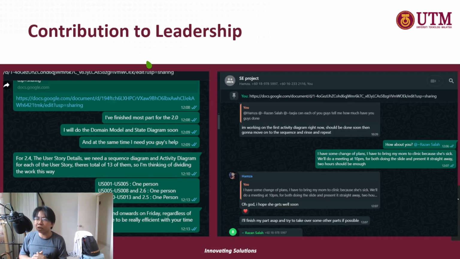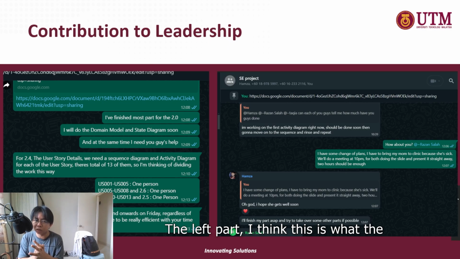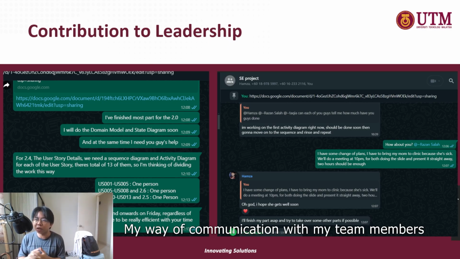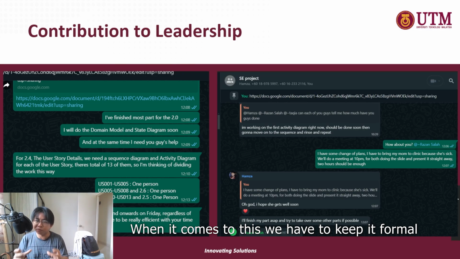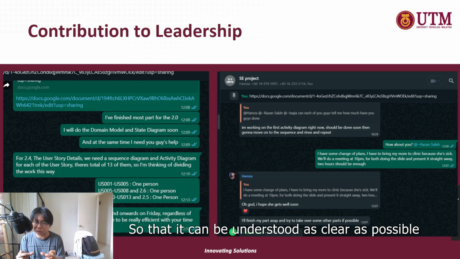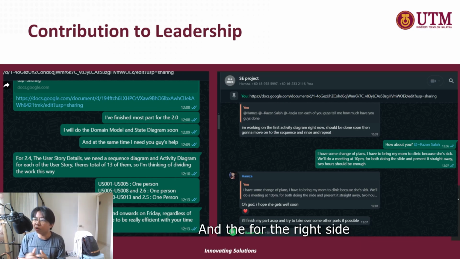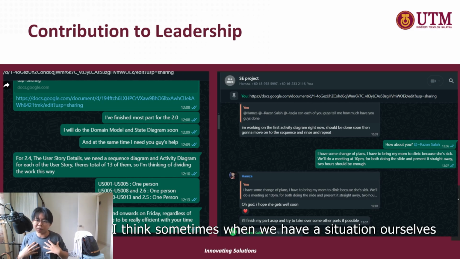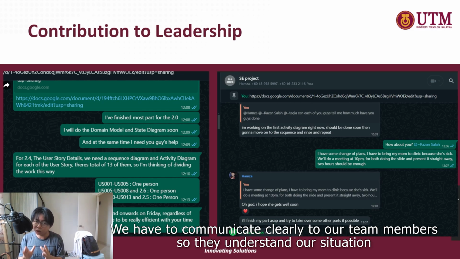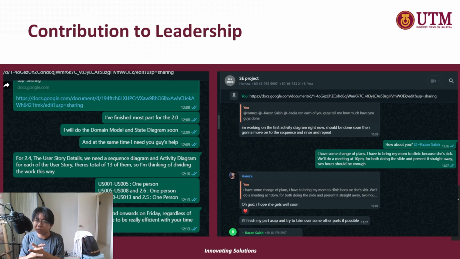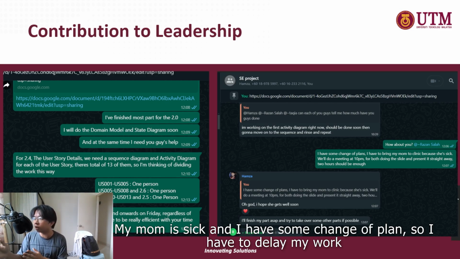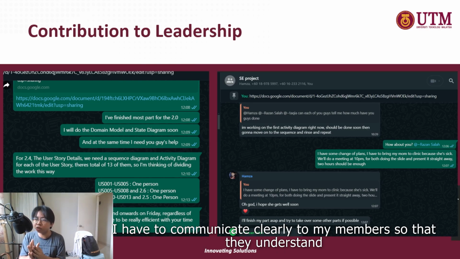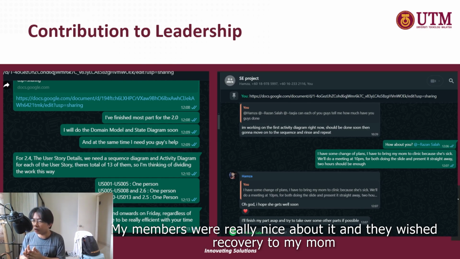And then the next one, the left part, shows my way of communicating with my team members and dividing work. When it comes to this, we always have to keep it formal so it can be understood as clearly as possible without any misunderstanding. For the right side, sometimes when we have a situation ourselves, we have to communicate clearly to our team members so they understand our situation, so that it will not cause frustration and misunderstanding. In this instance, my mom is sick and I had a change of plan, so I had to delay my work. I had to communicate that clearly to my members so that they understand. And my members were really nice about it, and they wished my mom a recovery.